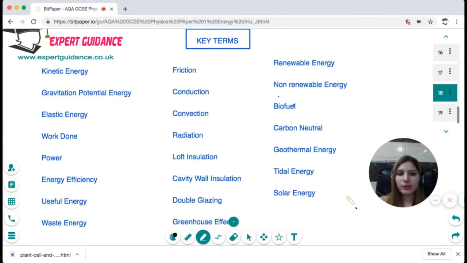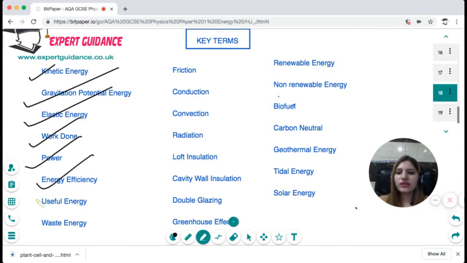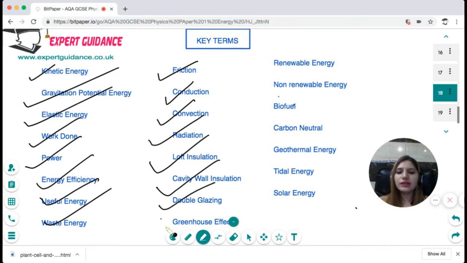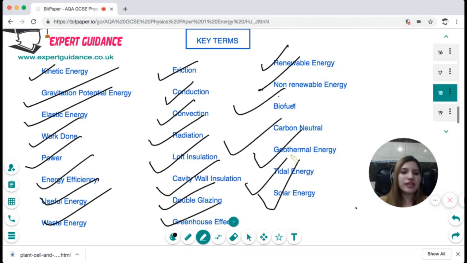Okay, so I hope this topic is clear to you. Now let's quickly look at the key terms that you should know how to answer. For the quantities, make sure you remember the units as well. You should know what kinetic energy, gravitational potential energy, elastic energy, work done, power, energy efficiency, useful energy, waste energy, friction, conduction, convection, radiation, loft insulation, cavity wall insulation, double glazing, greenhouse effect, renewable energy, non-renewable energy, biofuel, carbon neutral, geothermal energy, tidal energy, and solar energy are. You can pause the video, have a go at these terms, and then check back the answers.